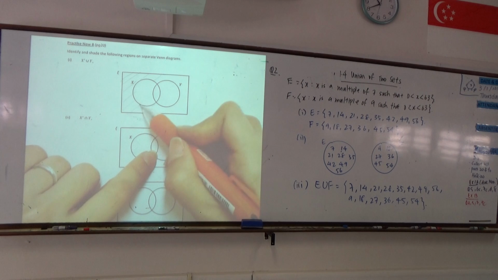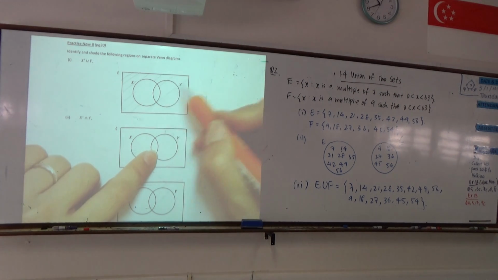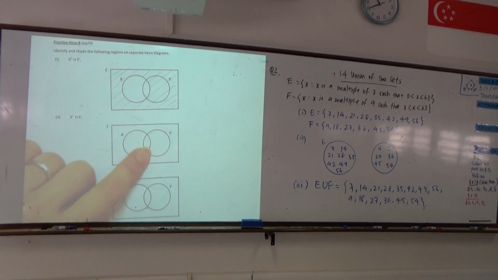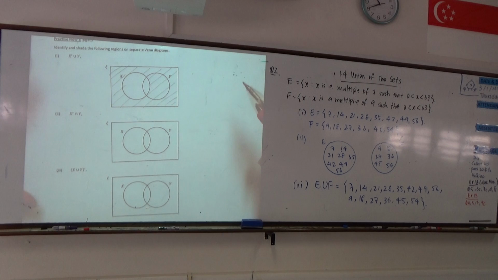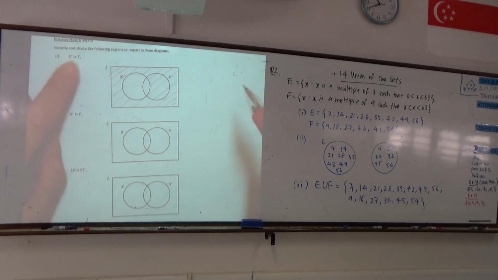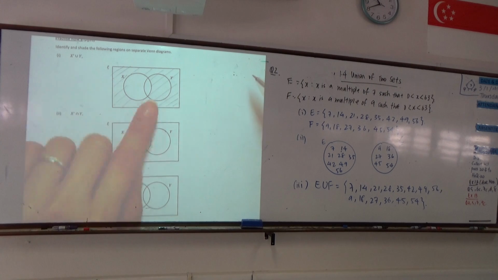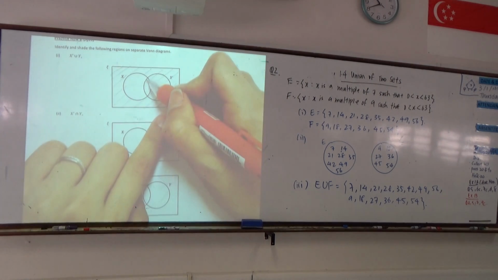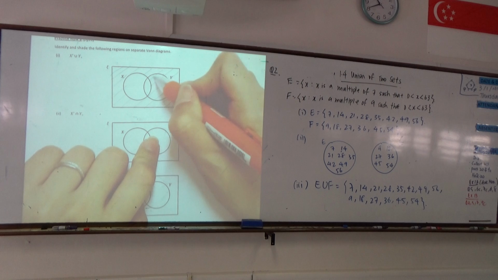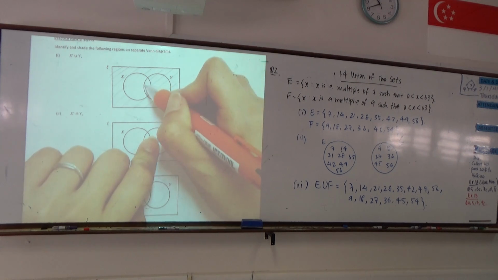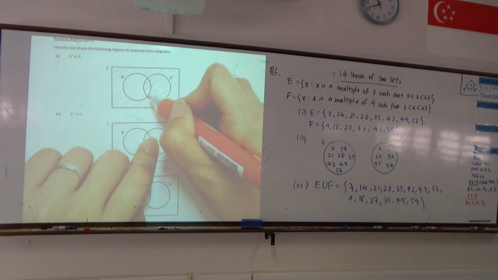When you shade, you don't need to do the professional arc shading. Draw lines like that, as long as it is understood. Then after that we say union Y. Y refers to this circle. Since we're going to include union, it means everything together. So I will include this part.